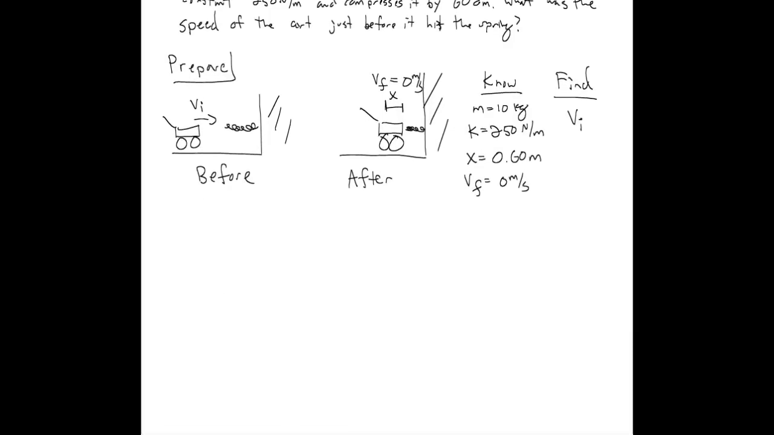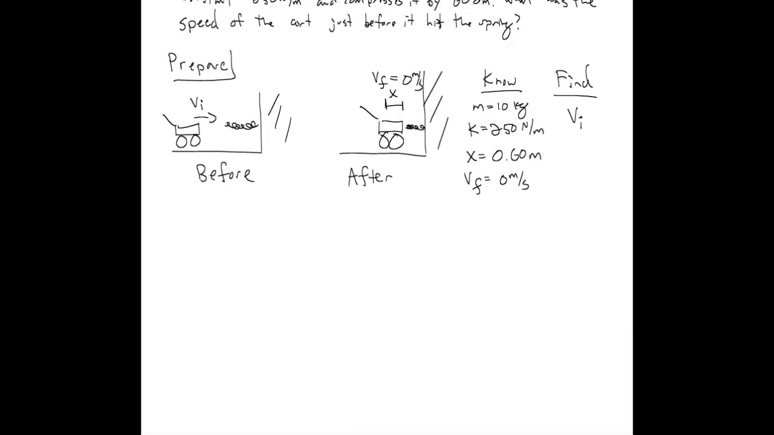Before we go in and try to solve this, I think it's useful to identify the types of energy that are in our system to begin with. The type of energy we have to start with is just kinetic energy, and the type of energy we have to end with is just spring potential energy. We don't have any spring potential energy to begin with because the spring is not compressed, and we don't have any kinetic energy to end with because the cart is not moving.